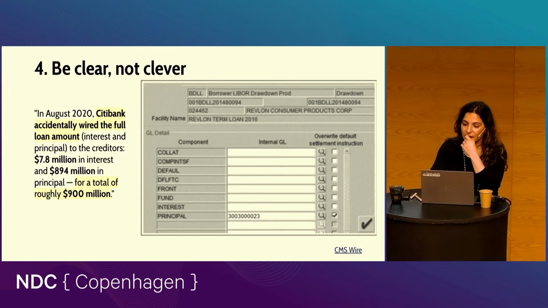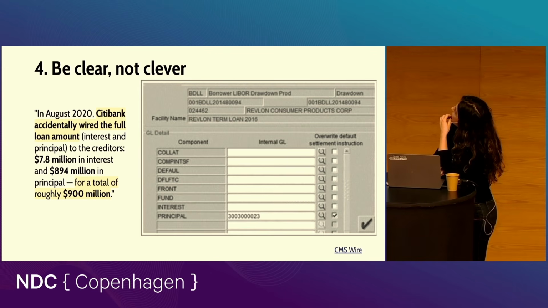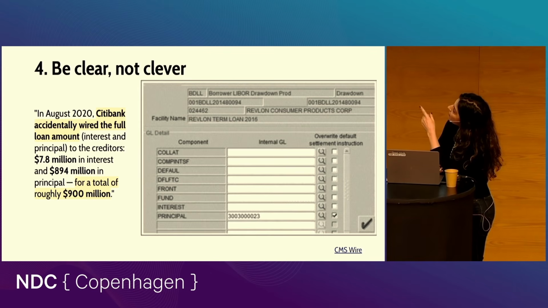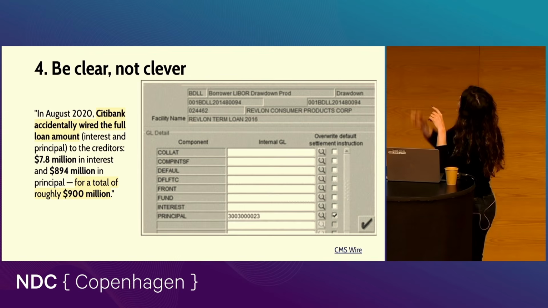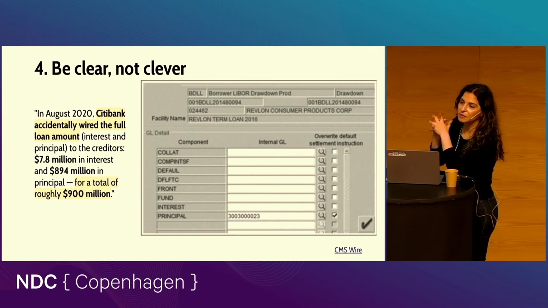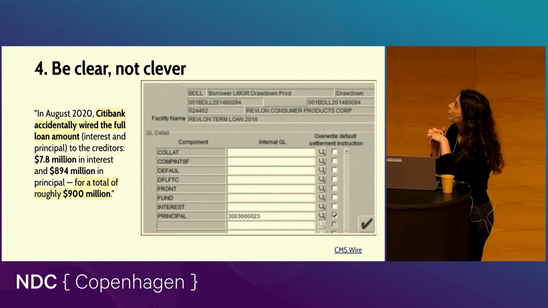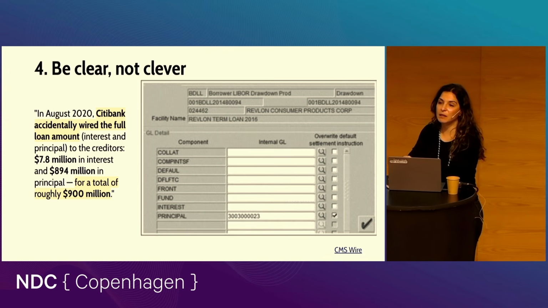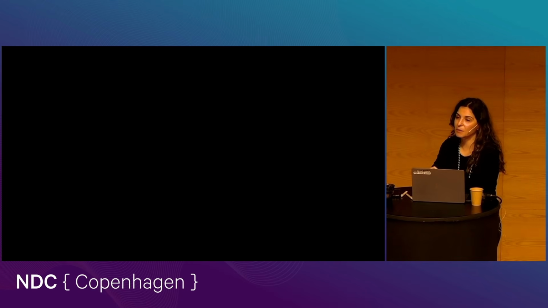And here as well, about how to be clear, we have this bank system, Citibank accidentally wired the full loan amount to the creditors, a lot of money, because the system was not clear enough, and they were not able to get this money back. So this is another example of how it could have huge problems, and how it could be a real problem. When they talk about expensive design mistakes, this is one.